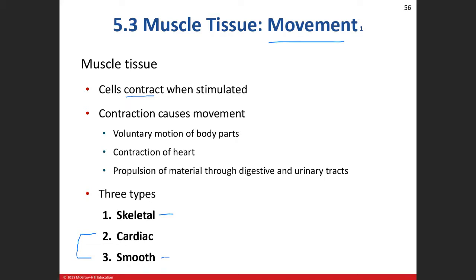We're talking about the digestive system. It's going to move food from the origin of where the food came in, the stomach, and move it out towards the anus. So those are the three types of muscle tissue.